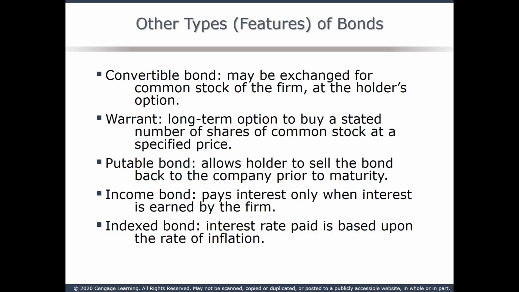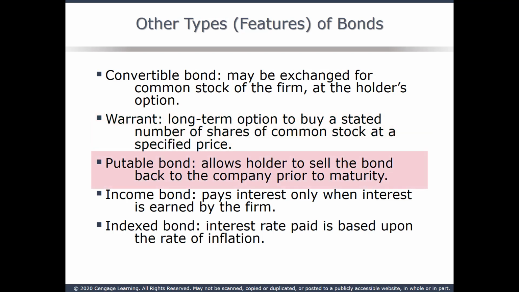Other bond features. A convertible bond can be converted at the holder's discretion into a specified number of shares of the firm's common stock. This is an attractive feature for bond buyers. They can share in the growth of the firm, and the issuing firm can offer a lower coupon rate. A warrant is a long-term option to purchase a stated number of shares of the firm's common stock at a specified price. Warrants are considered sweeteners. They can be detached and sold separately.